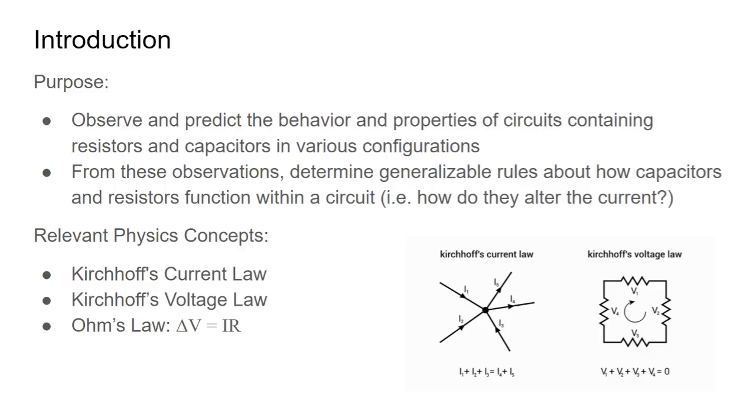There are 3 relevant physics concepts involved in this lab. The first is Kirchhoff's current law, which states that the sum of the current entering a junction is equal to the sum of the current exiting a junction, and Kirchhoff's voltage law, which states that the sum of the potential differences around a circuit loop is equal to 0. Additionally, we also used Ohm's law, which states that the potential difference across a circuit component is equal to its current times its resistance.